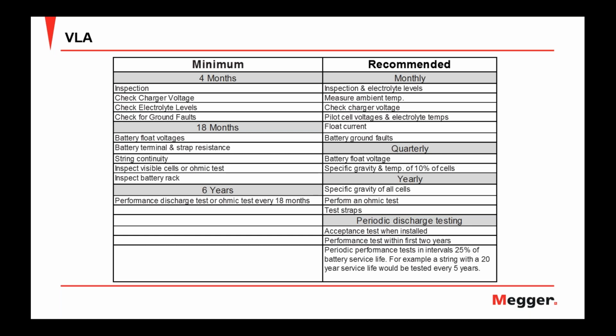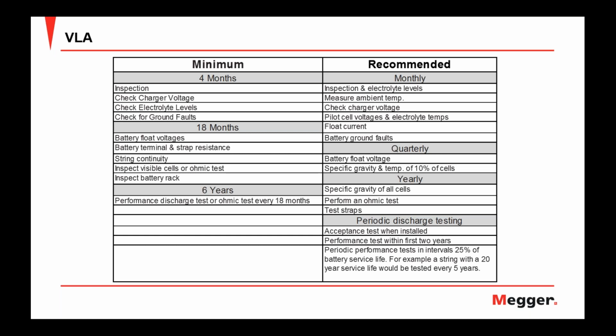For example, this is a VLA battery, a vented lead acid or a flooded cell. We have minimum requirements and recommended. The minimum is based upon the US NERC requirements, which are applicable to substations connected to the grid. And these are minimum required values. The recommended is based upon IEEE recommendations. So basically, the more reliability you want, the more you want to go toward the recommended. But you really don't want to go below the minimum.